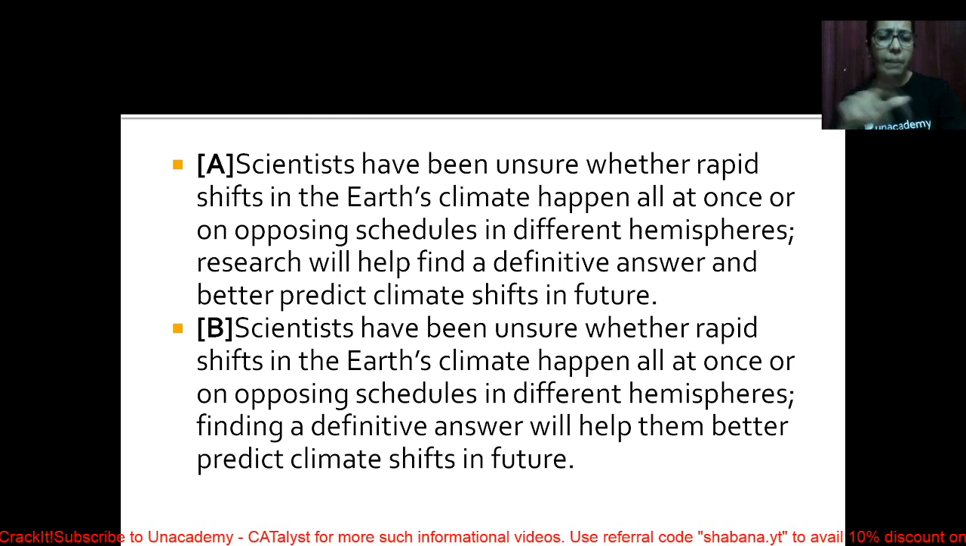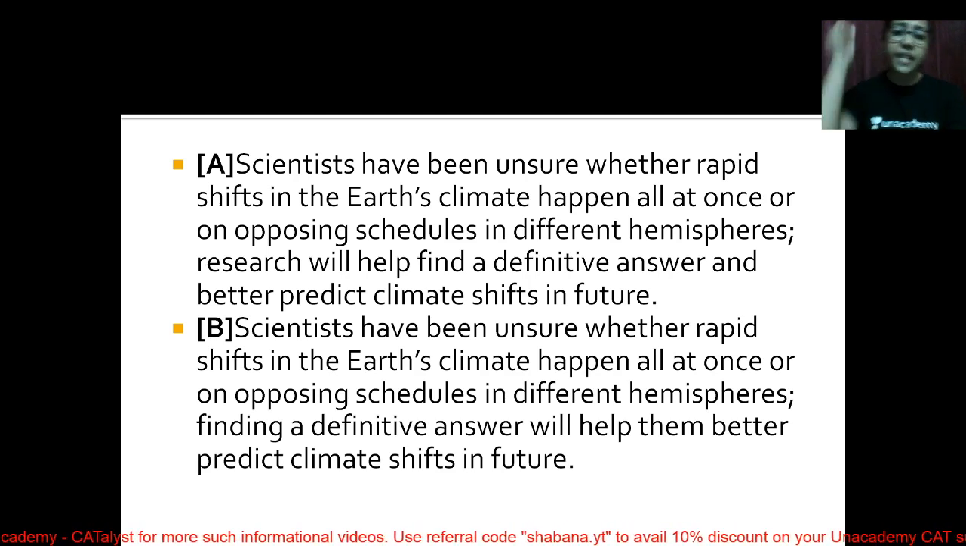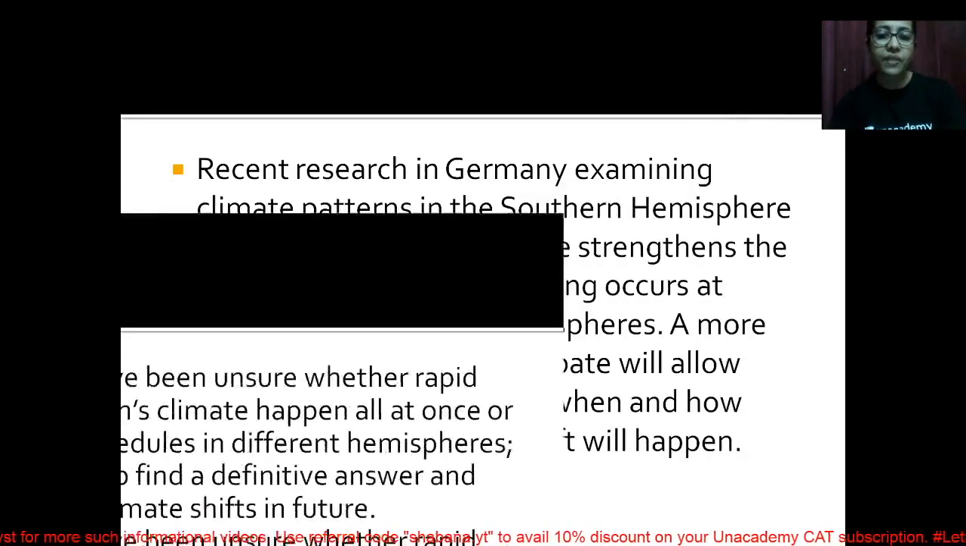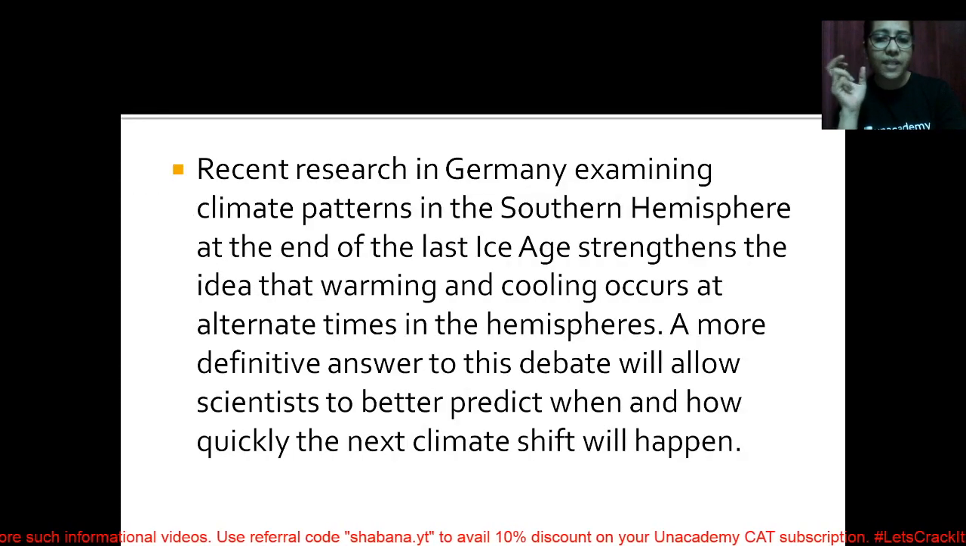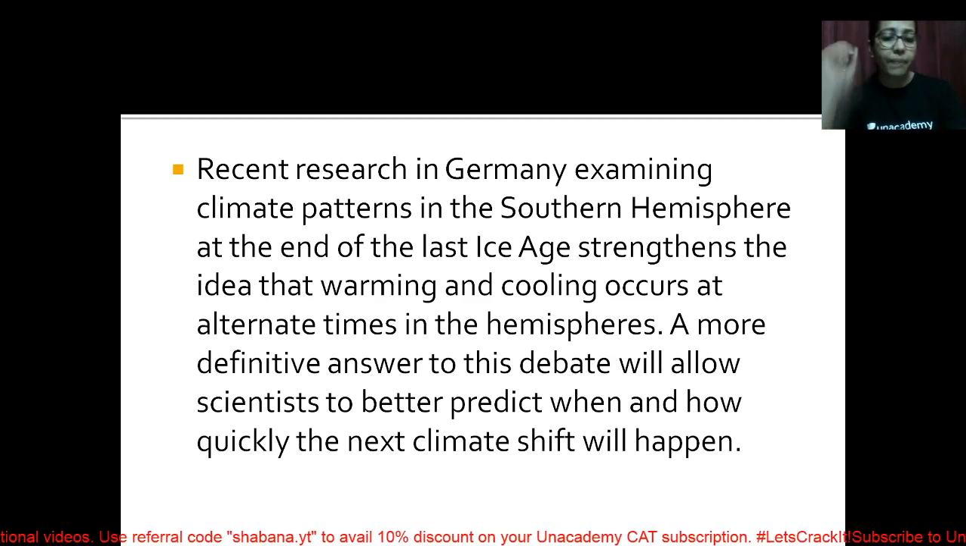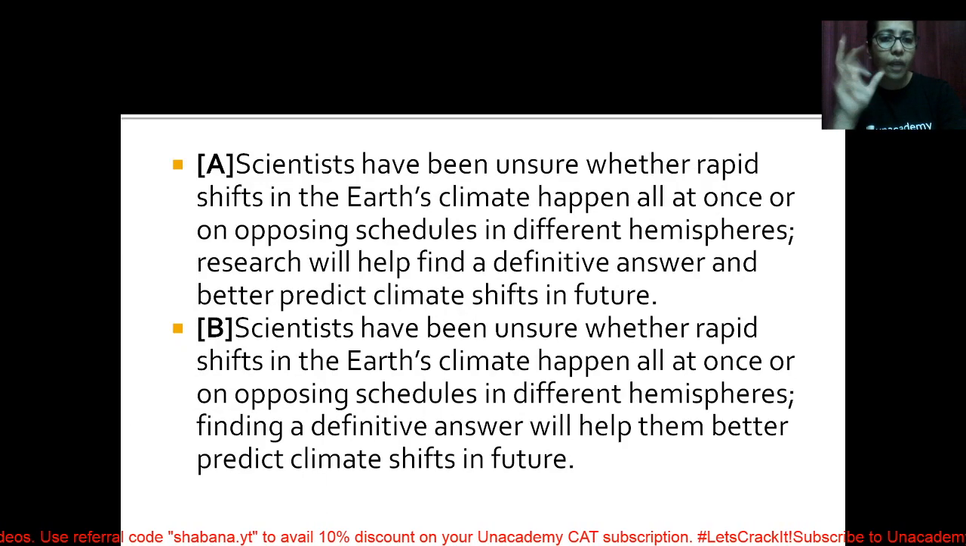Okay? Number B, check kariye. Scientists have been unsure whether rapid shifts in the Earth's climate happen all at once or this. Finding a definitive answer will help them better predict climate shifts. Last line, I said always important. Finding an answer, pehle answer aayega, that will help them predict better. Do you see my point now?